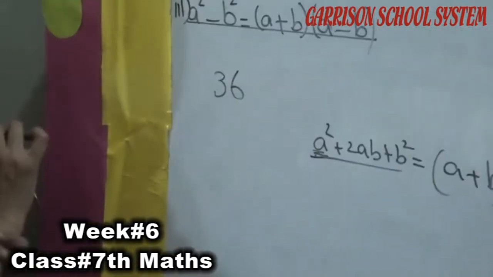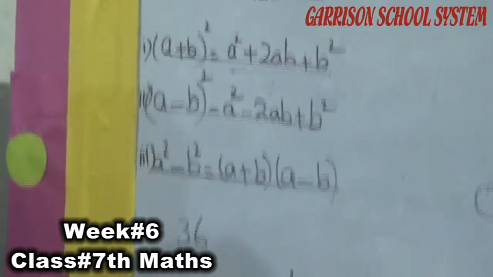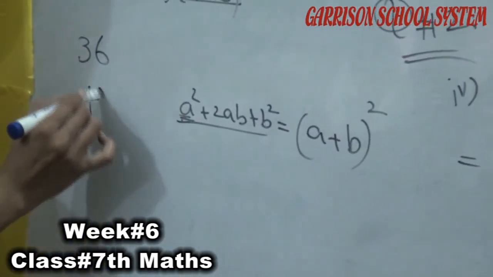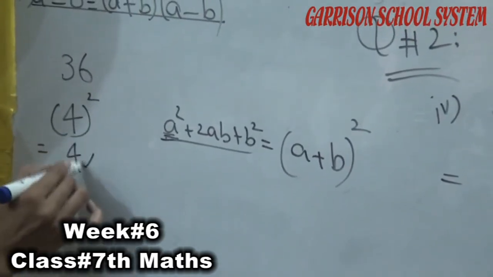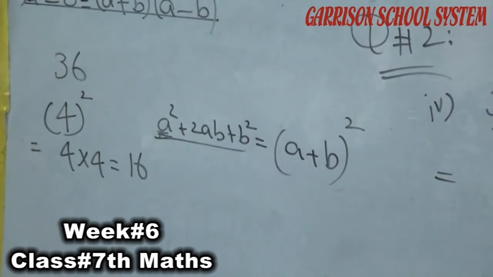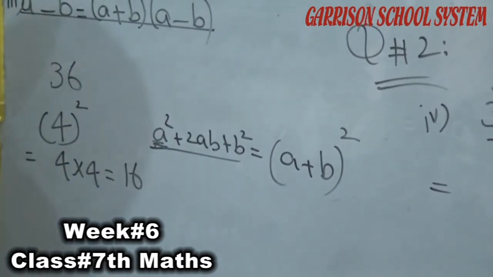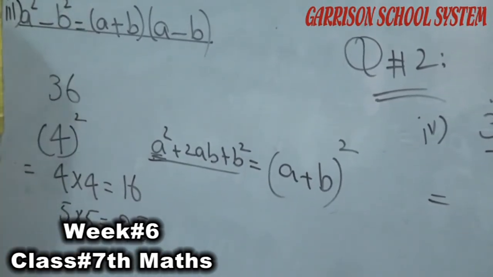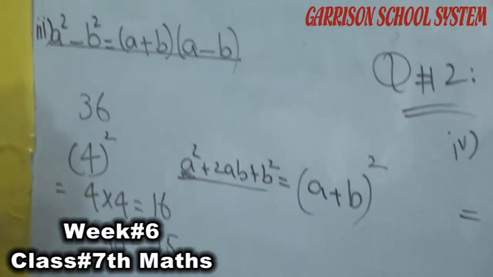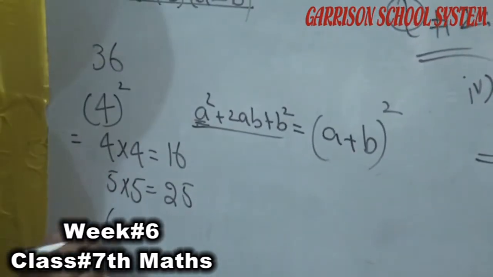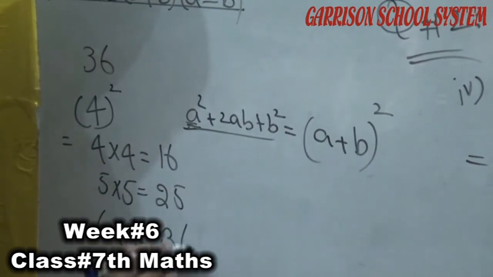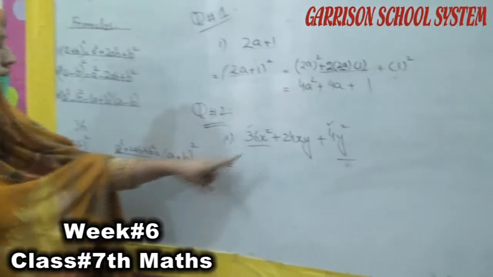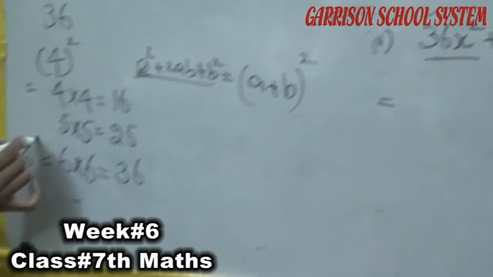How will I get 36? 36 is the square of, is it 4? 4 square means 4 multiplied by 4. It will produce 16. No, it is not the square of 4. Is it the square of 5? 5 multiplied by 5, it will produce 25. No, 36 is not the square of 5. If I multiply 6 by 6, it will produce 36. So I can say that 36 is the square of 6.